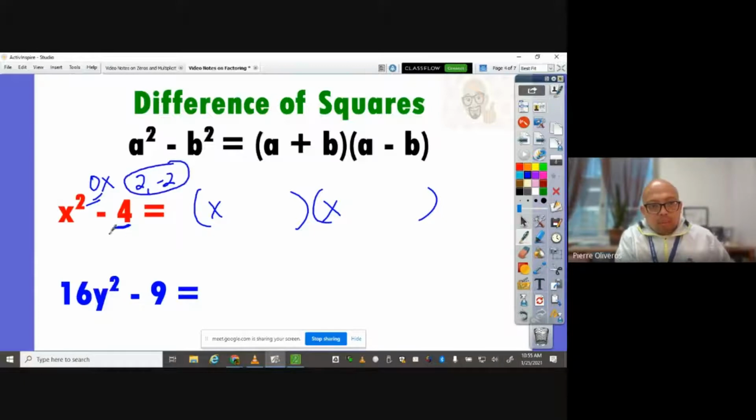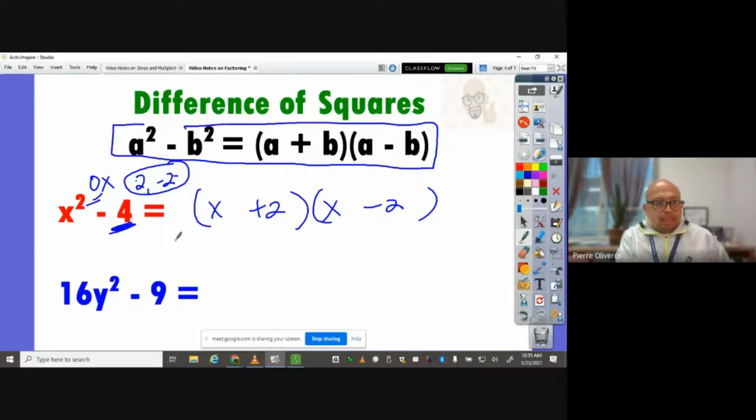2 times negative 2 is negative 4. 2 plus negative 2 is 0. So I'm going to write here positive 2 here and minus 2 there. So either way is fine. But it's good to learn about this formula because sometimes it gets a little challenging, like this.